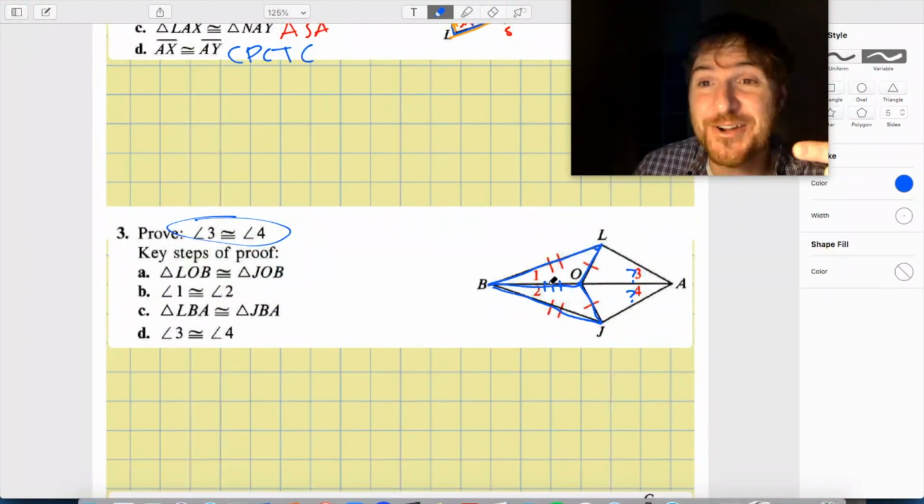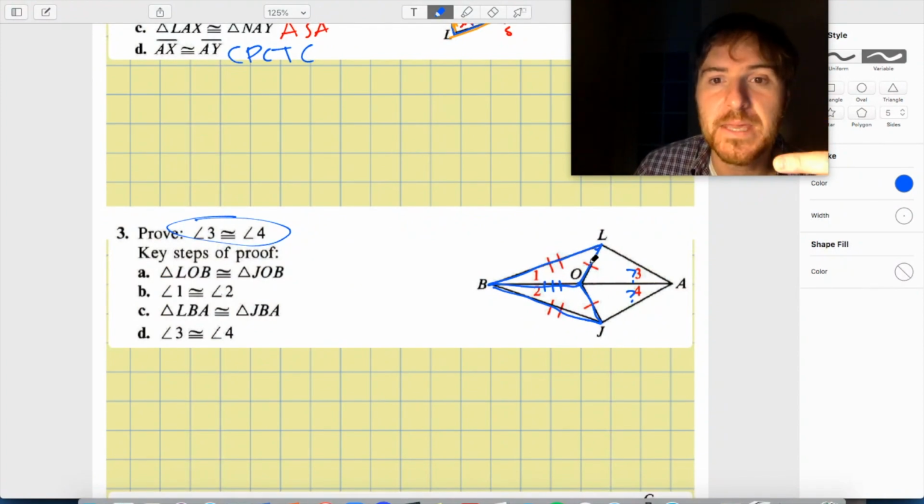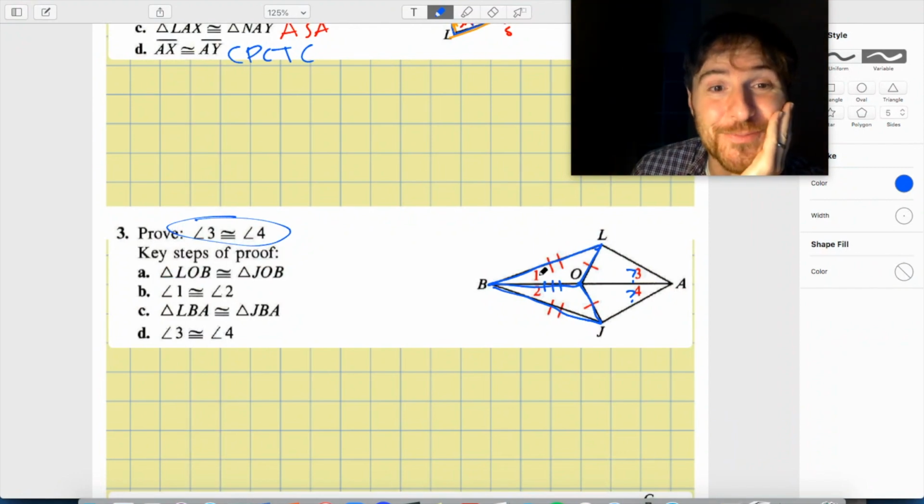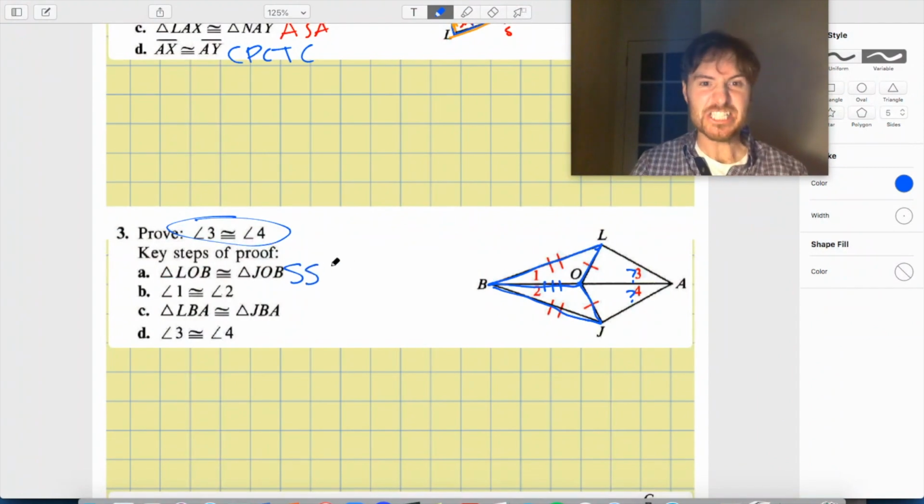Check it out here. We share a side right there, right? BO is part of both triangle BOL and triangle BOJ. OJ and OL are given to you as congruent. BL and BJ are given to you as congruent. Here you'd have to say reflexive, but what do we have? What type of postulate or theorem can we use? What type of correspondence? That's right, S. That's right, heck yeah.